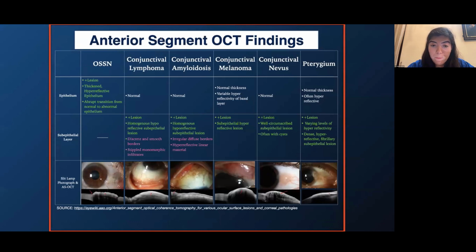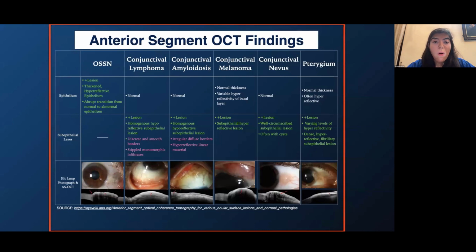This is key. Now, if you know it's not an epithelial lesion predominantly, then you're looking most commonly to distinguish OSSN from the following 5 lesions, which would be conjunctival lymphoma, conjunctival amyloidosis, though rare, important to distinguish from all the others, conjunctival melanoma, conjunctival nevus or nevi, and pterygium or pterygiae.